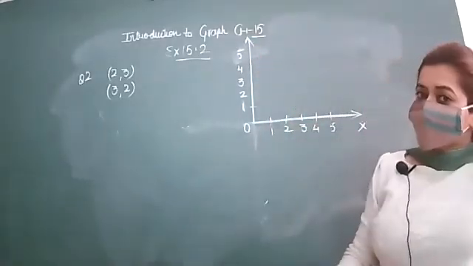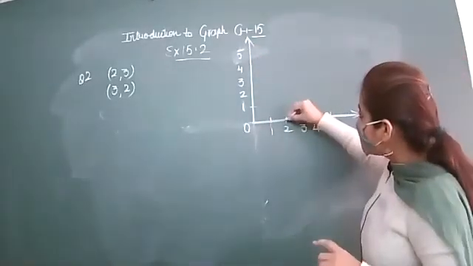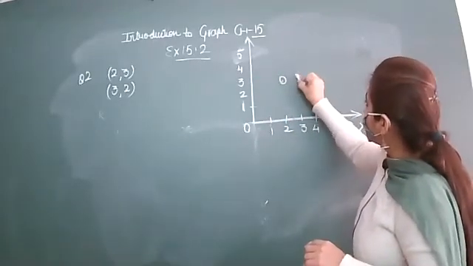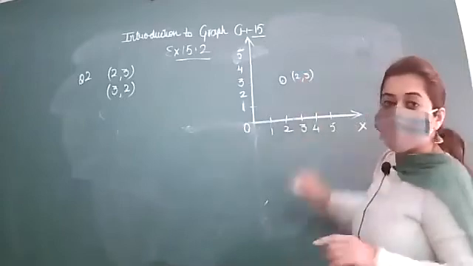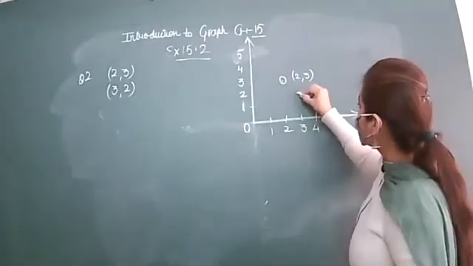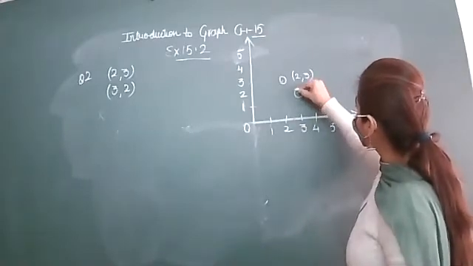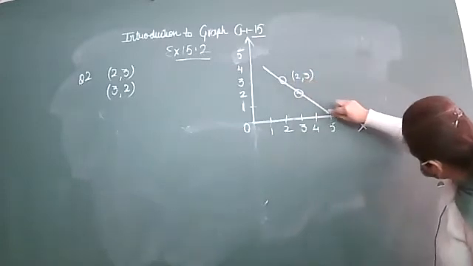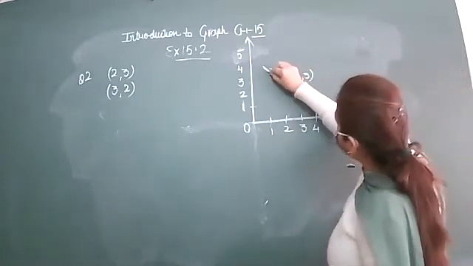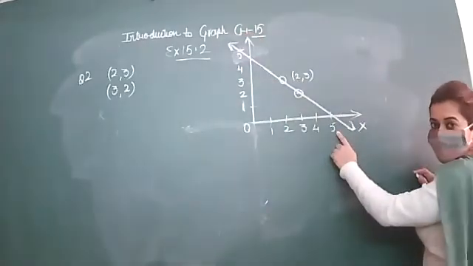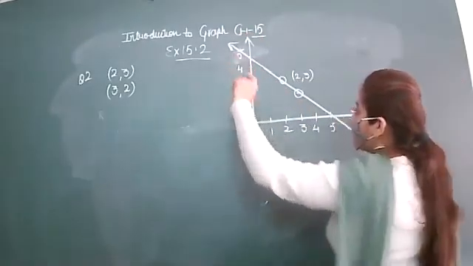So the first point is 2, comma 3. X is 2, y is 3. So it will intersect here at 2, comma 3. Next is 3, comma 2. X is 3, y is 2. This is your 3, comma 2. Now join this line. You can see that this line passes through the point 5 on the x-axis and 5 on the y-axis.